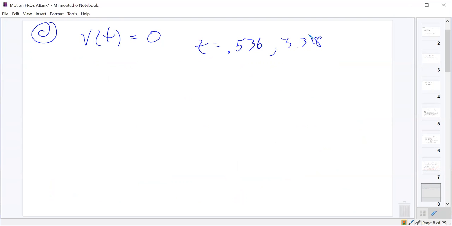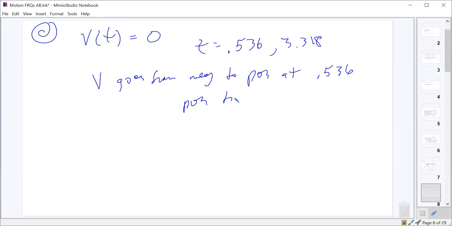And you would look at your graph of the velocity, and you would see that the velocity goes from positive to negative. Well, actually, it goes from negative to positive at 0.536. And it goes from positive to negative at the other value at 3.318. And so we know that's where it changes direction, because the velocity went from negative moving left to positive moving right, and then went from positive moving right to negative moving left. And you got to make sure that it actually changes those signs.